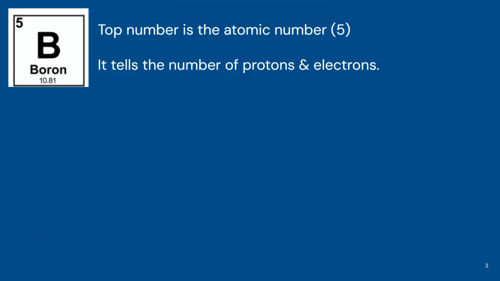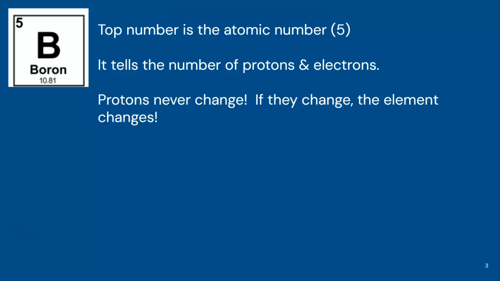So if we're looking at the periodic table, you have a box for each element. At the top of the periodic table is the atomic number. In the case for boron, that's going to be the number 5. So what does the atomic number tell us? In a neutral atom, which means that it has no charge, the atomic number is going to tell us how many protons and electrons.